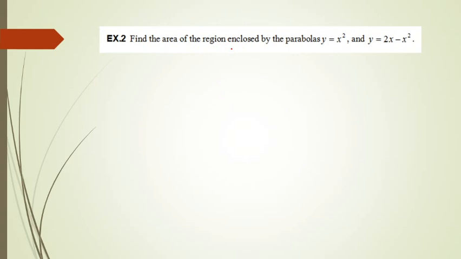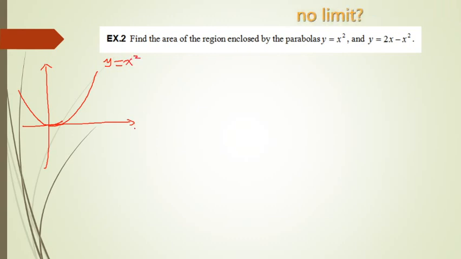Now let's see example 2. Find the area of the region enclosed by two parabolas: y equals x squared and y equals 2x minus x squared. We need to draw these parabolas first. We need to know how to draw the parabola 2x minus x squared. So first let's get y equals x squared, which is this one. It is not very clear which one is the top curve and which one is the bottom curve.